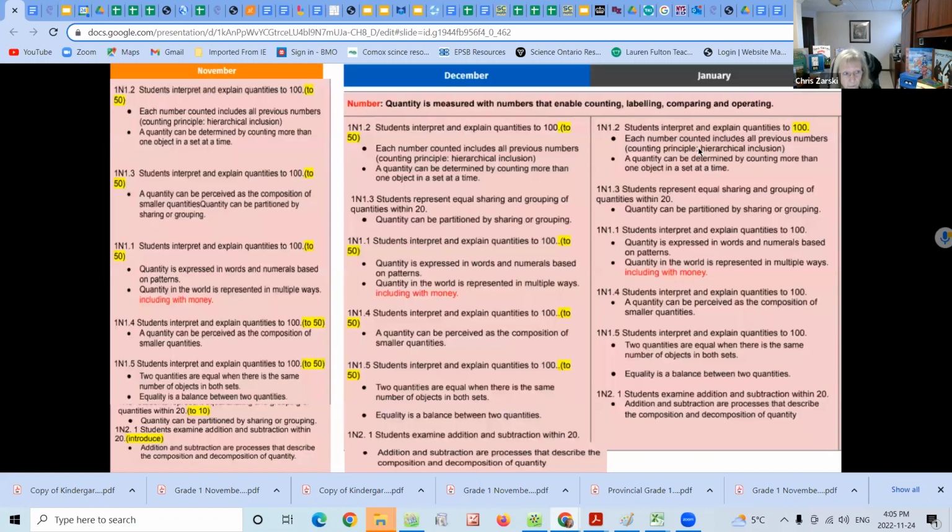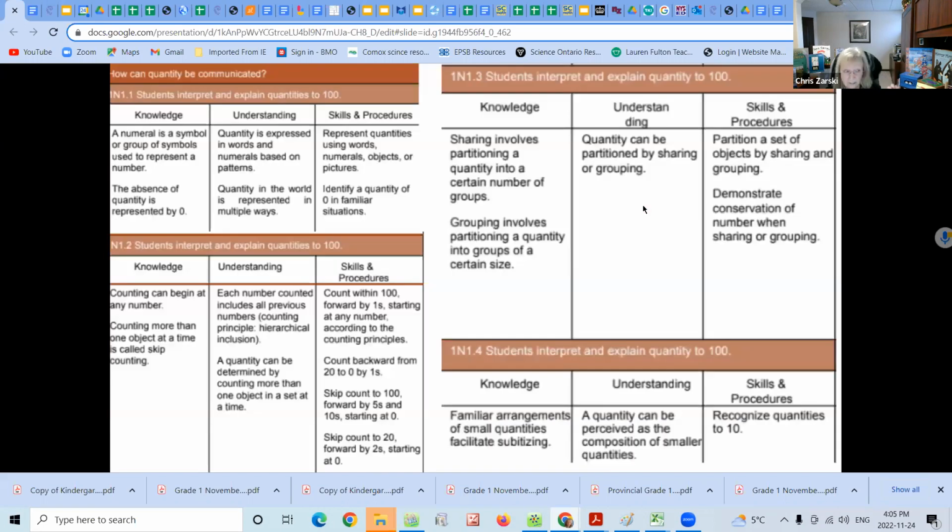So just a reminder, when you look at the year at a glance and we have our outcomes, the bullets that are in there are your understandings, right? They are not the knowledge pieces. So they are the statements that are in the center of your rows. We still have to come back to this document in order to really get a good understanding again of what is the knowledge and what is the skill and procedures that are paired with each of those understandings.